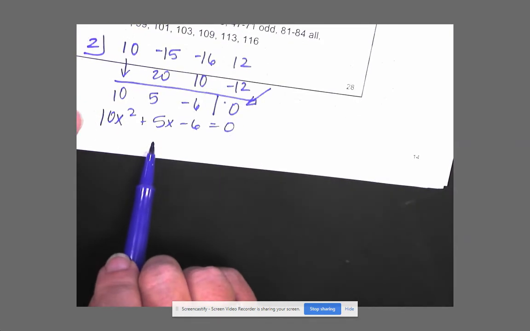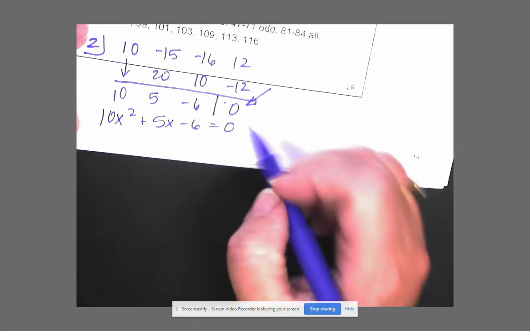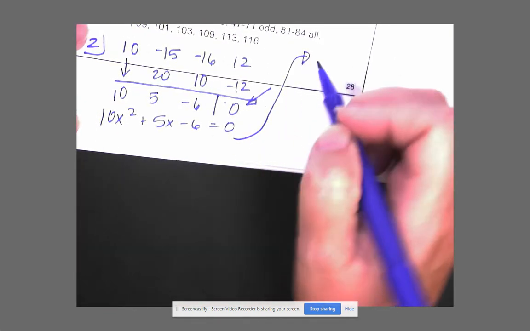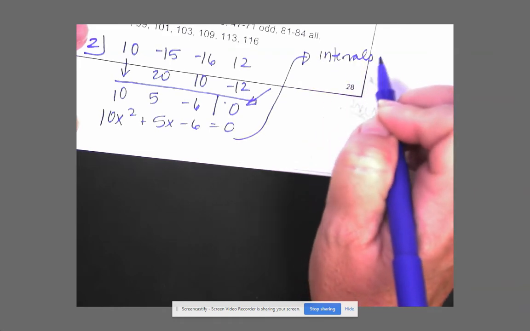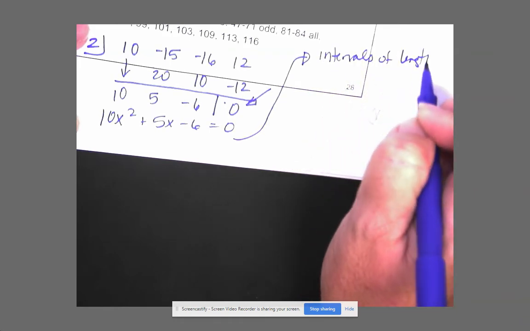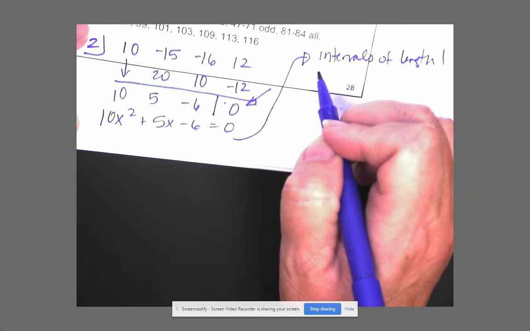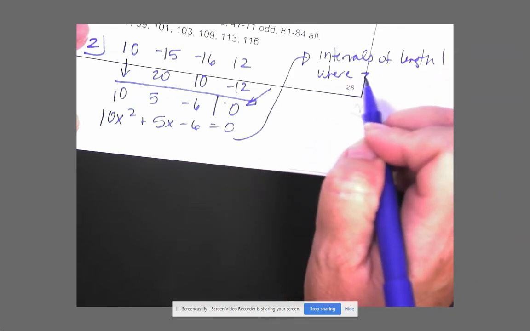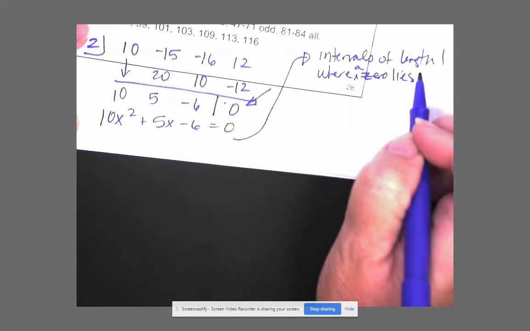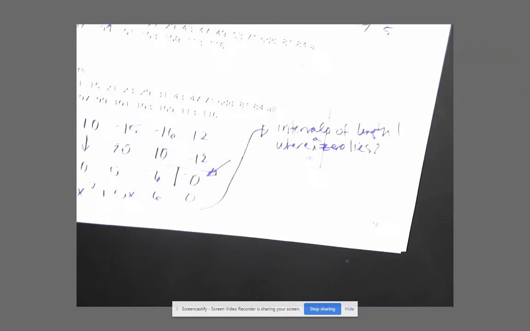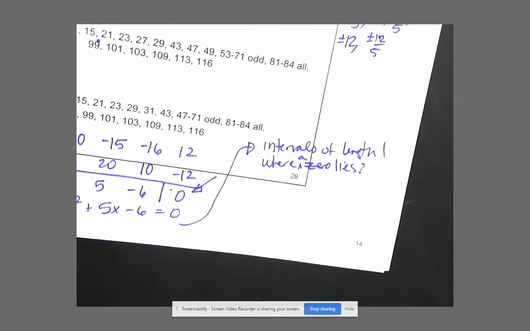So what do you want to do? Well, I need to find the rest of them. So let's go this route. And again, I'm putting it all together. Intervals of length 1 where a 0 lies. So let's look at that. What are the intervals of length 1 where a 0 lies?